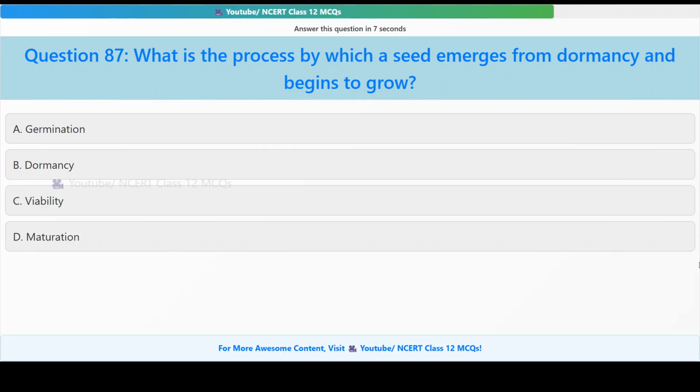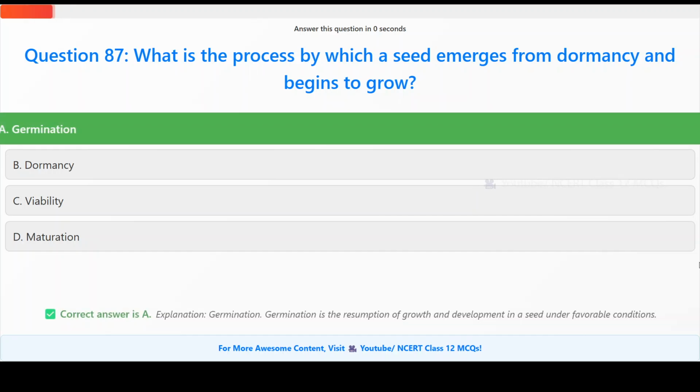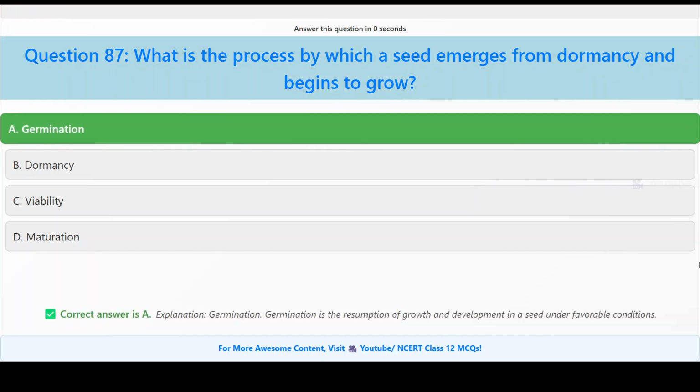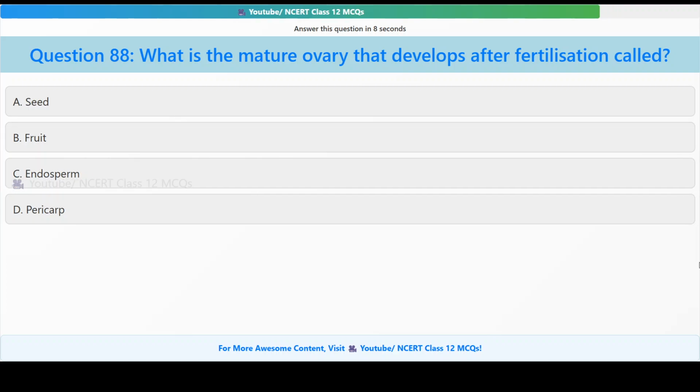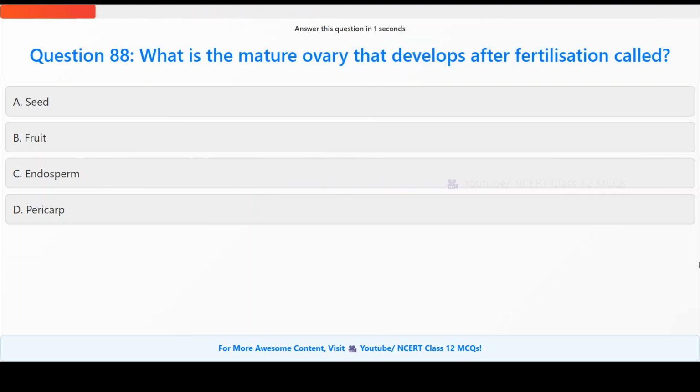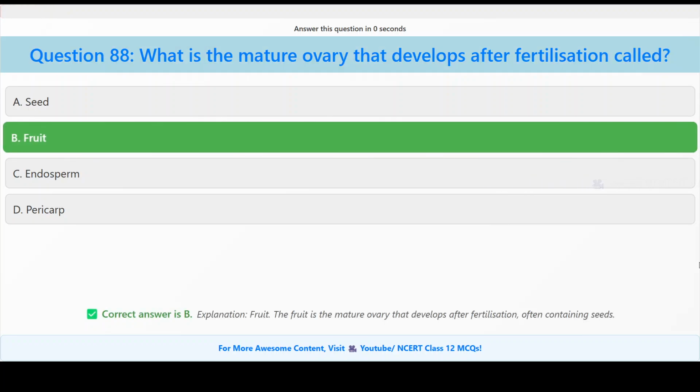Question 87. What is the process by which a seed emerges from dormancy and begins to grow? Germination. Germination is the resumption of growth and development in a seed under favorable conditions. Question 88. What is the mature ovary that develops after fertilization called? Fruit. The fruit is the mature ovary that develops after fertilization, often containing seeds.